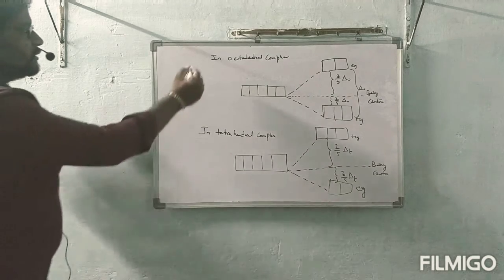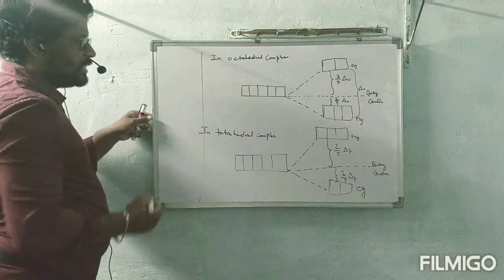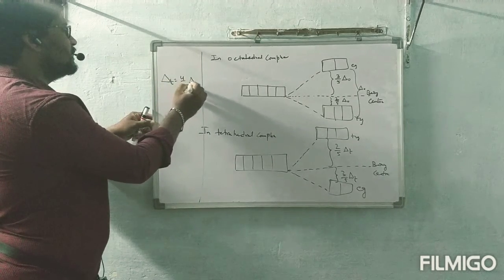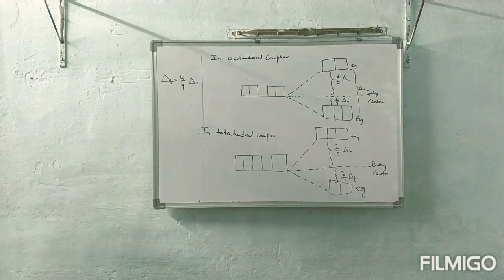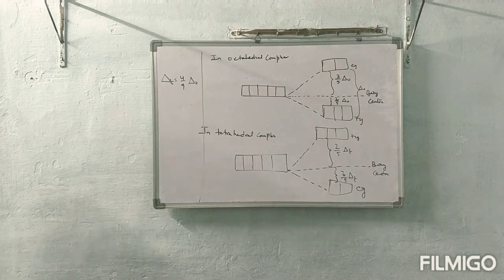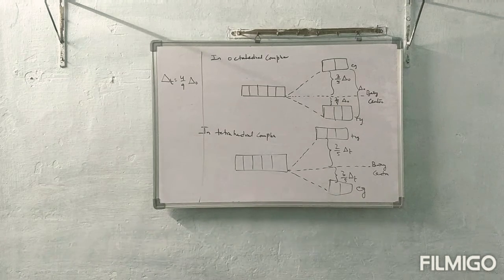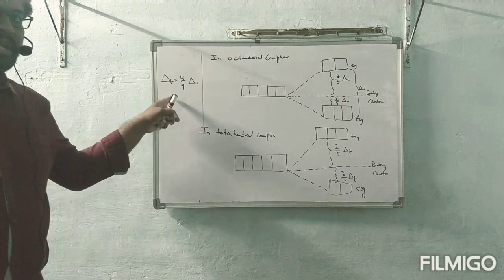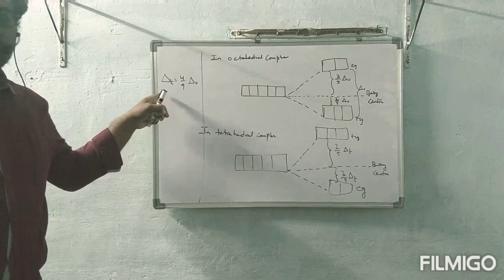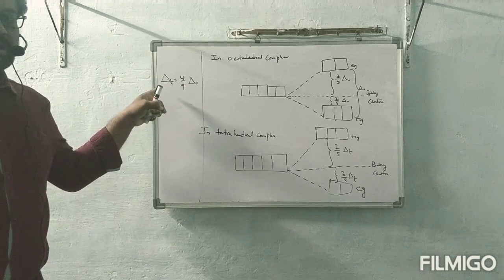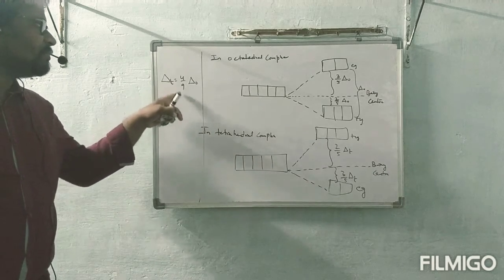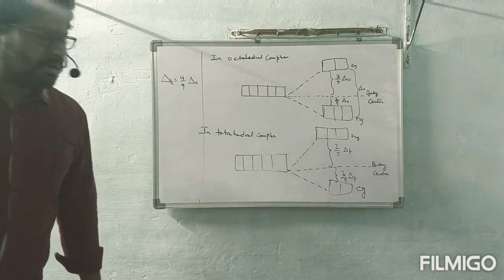The relation between delta T and delta naught is: delta T is equal to 4/9 of delta naught. Just note down this information in yesterday's diagram itself. After completing those two diagrams, note this down and keep it in a box. This is the relation between the splitting of energies in the tetrahedral complex and in the octahedral complex: delta T is equal to 4/9 of delta naught.